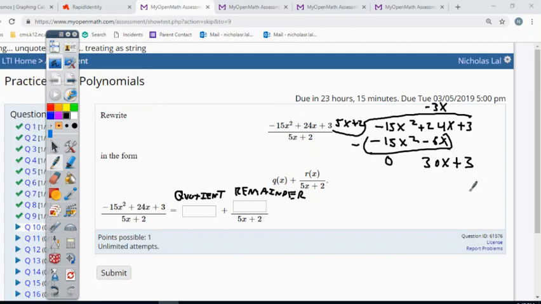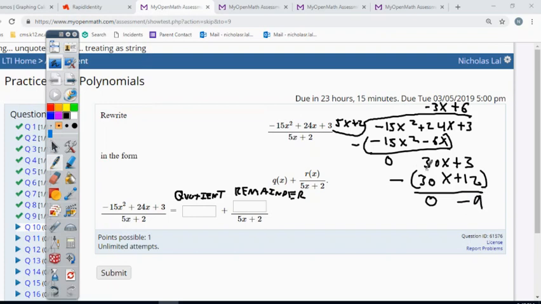30x plus 3. I can still divide by 5x plus 2. My leading term is 5x, and the leading term of the remainder is 30x. 5x times what equals 30x? That's going to be 6, so we have negative 3x plus 6. 6 times 5x is 30x. 6 times positive 2 is positive 12. I take parentheses and I subtract. So 30x minus 30x is 0, and 3 minus 12 is negative 9.